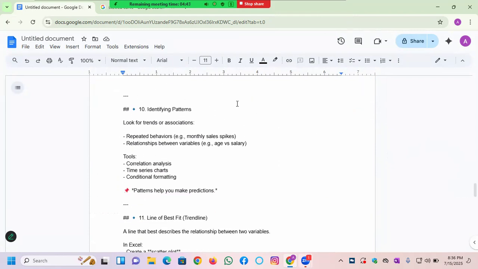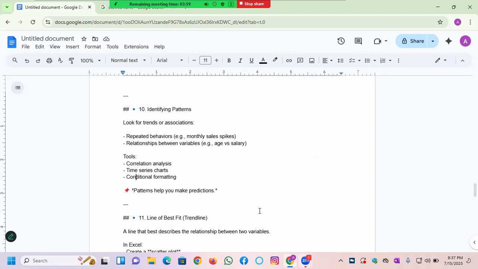Then there is identifying patterns. In the process of doing analysis, we need to identify patterns, look for trends or association, repeated behavior, relationships between variables, right? And what are the tools we use for identifying patterns? We use correlation analysis, time series charts, and conditional formatting, right? So those are the tools we use for identifying patterns. Patterns help you make predictions. You can make a lot of predictions from just correlation analysis alone, and even from time series. So they are very, very important.